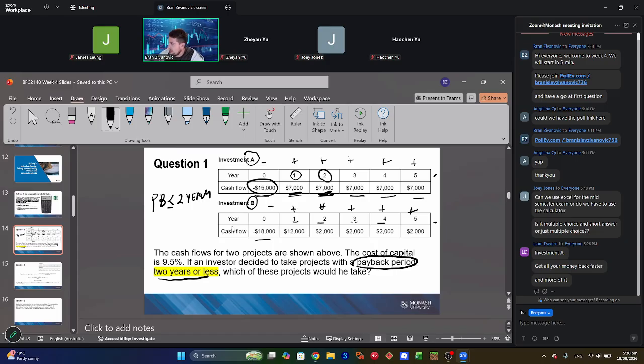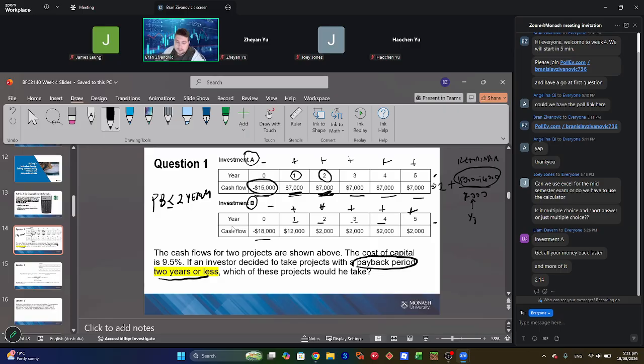So if we look at option A, we've got 2 years to give us 15,000, and then we've got the remainder of 1,000. That's the remainder versus what we received in year 3. So how many years does it take us to get our money back for option A? Yeah, 2.14. Okay, so it takes us 2.14 years to get our money back.